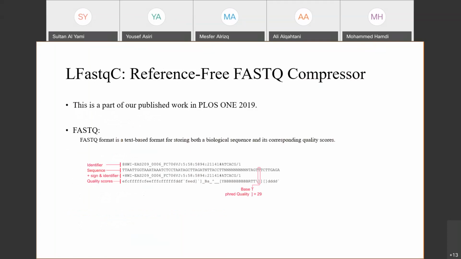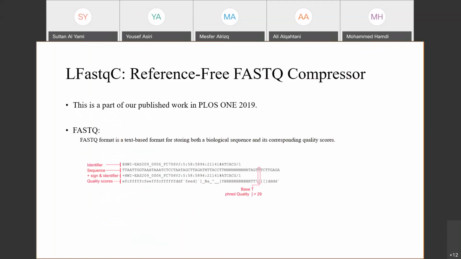The following slides are part of our published work in PLOS ONE journal in 2019. This tool is designed to compress FASTQ files. The FASTQ file has a format that differs from FASTA file.